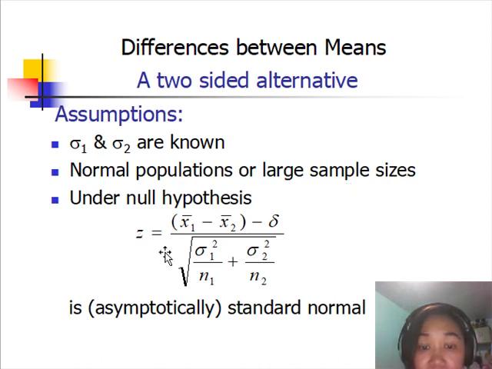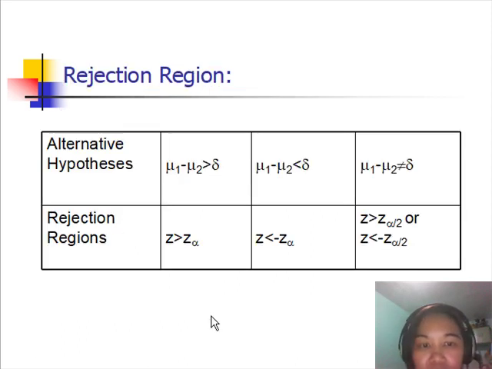Okay, so under the null hypothesis, we test the Z using the formula, and we normally use delta equal to 0. Thus we assume that the two groups are equal in terms of their means. Okay, so this will be the rejection region.